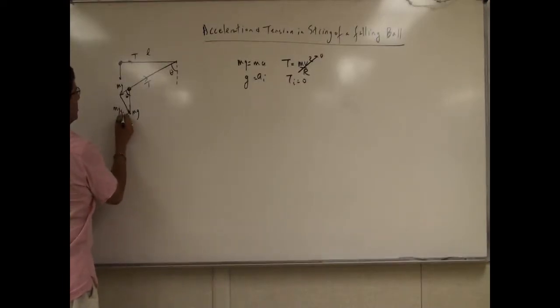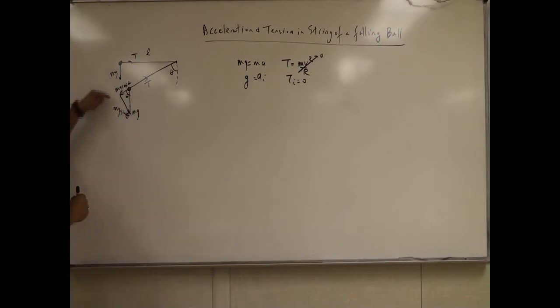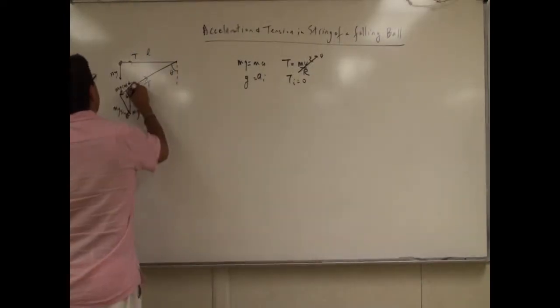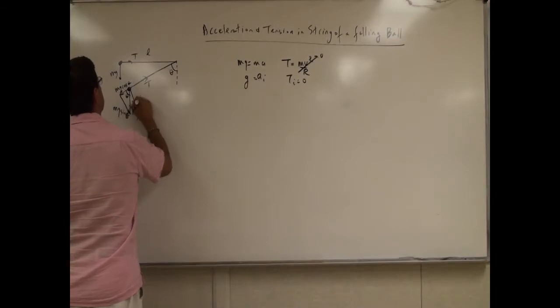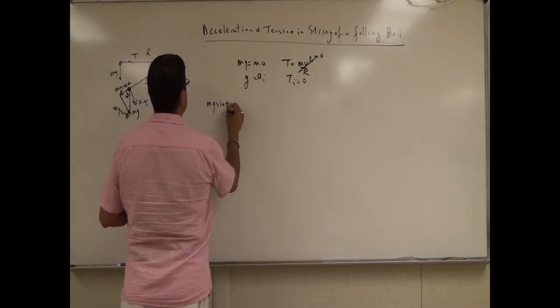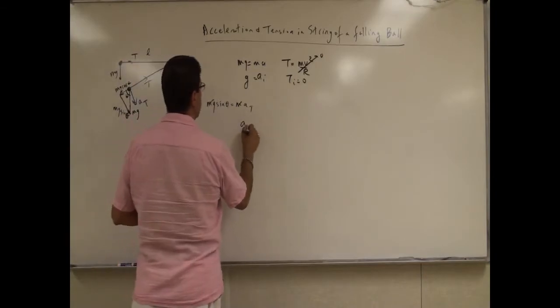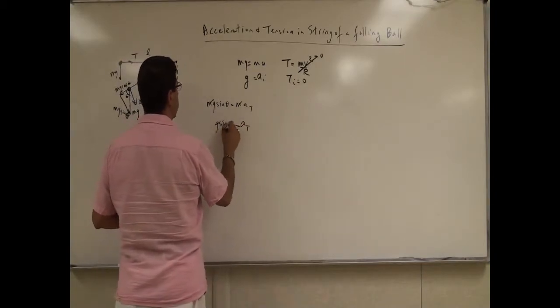So this is mg. If that angle is theta, this is also going to be theta. So this is going to be mg sine of theta, and this component here is going to be mg cosine of theta. The mg sine of theta is going to cause this to accelerate. We can call that the tangential acceleration of the ball along the direction of its motion. So we can say mg sine theta is equal to m a tangential, and then the m's cancel, so a tangential is equal to g sine of theta.